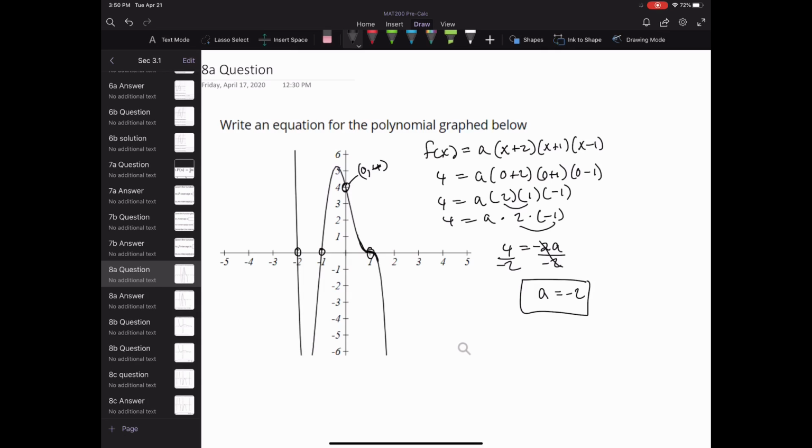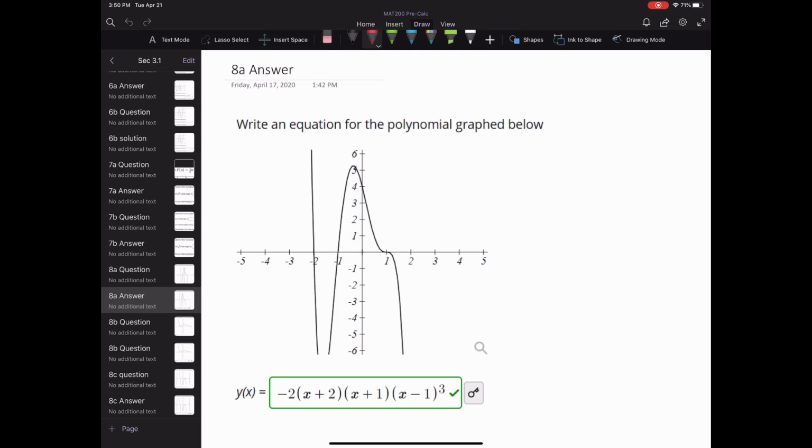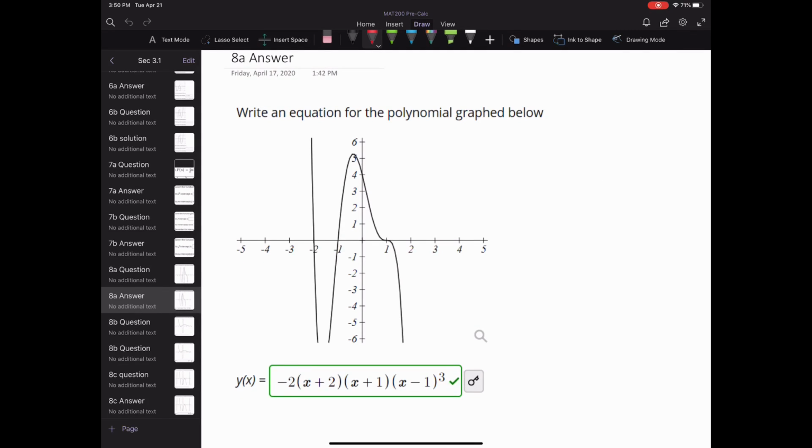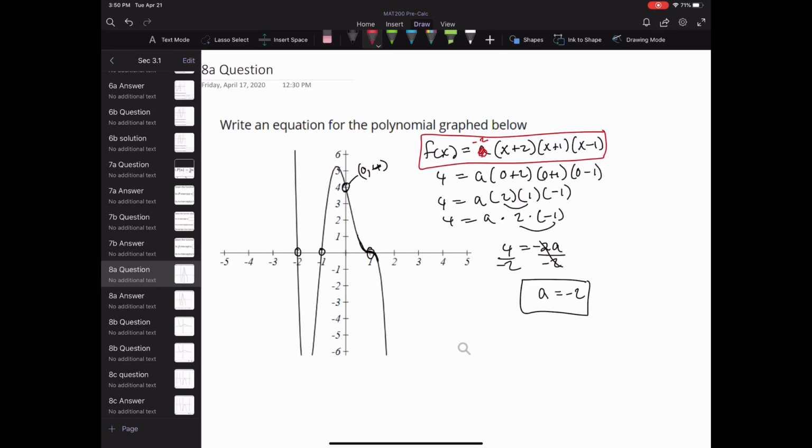So what you would do is you would have this same function. That's your answer. But instead of putting a, you're going to write negative 2. All right, so you're going to write negative 2 instead of the a. And that's your answer. And there it is. Let me just make sure it's the same thing. Plus 2 plus 1. I totally forgot to do one thing.